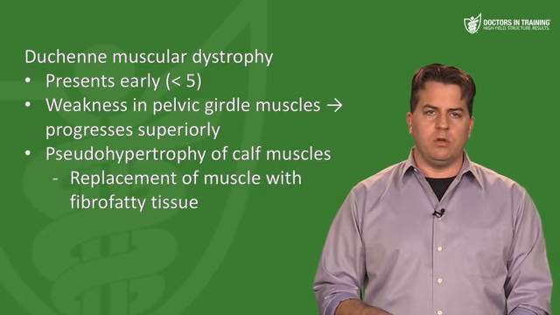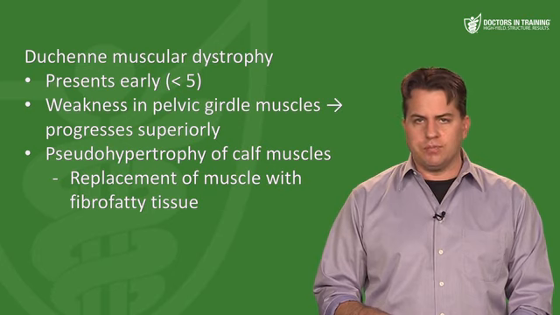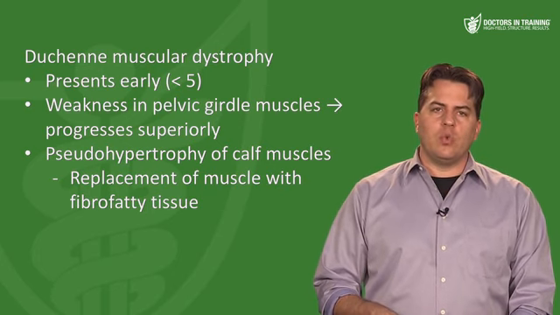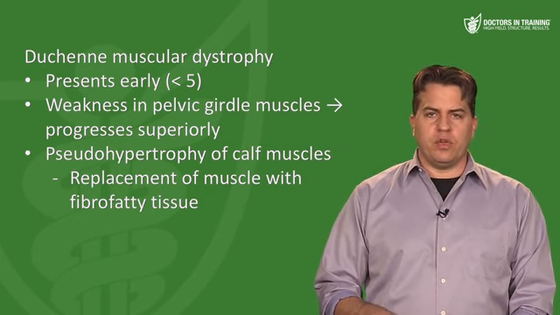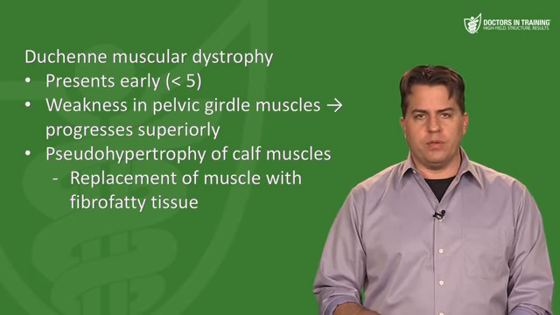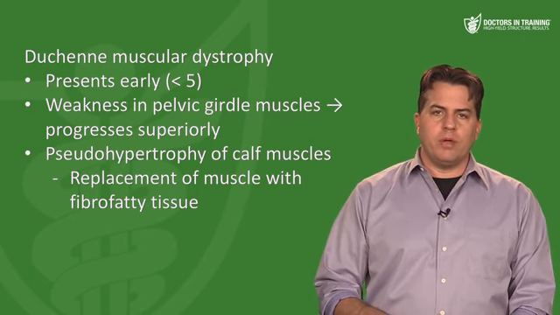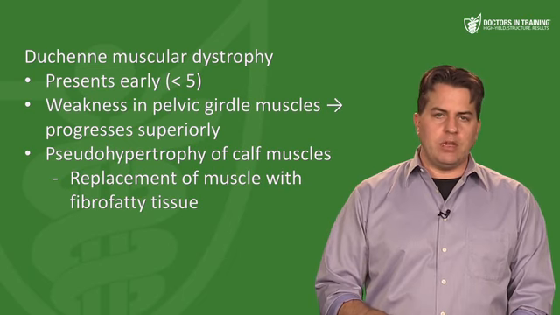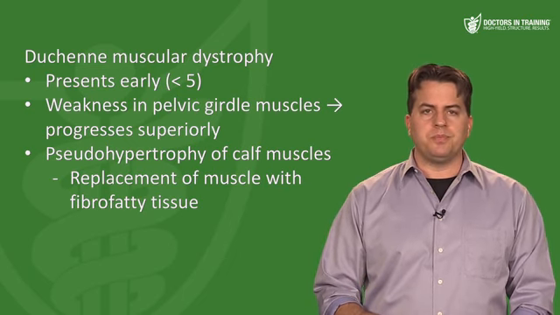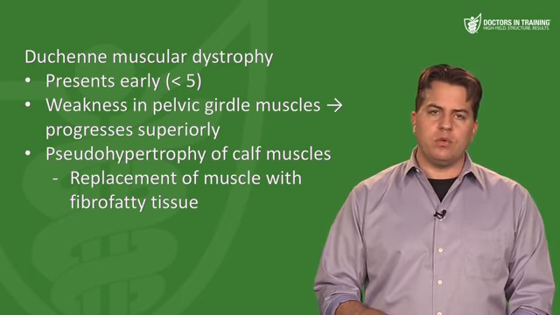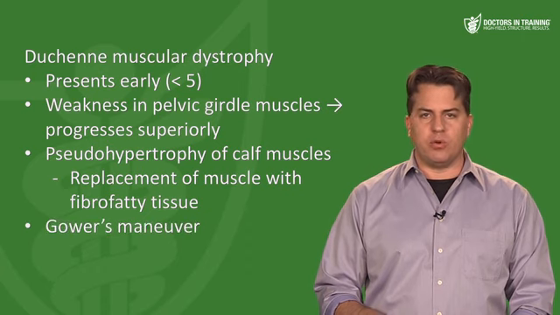calf muscles due to fibrofatty replacement in those tissues. That's why it's called pseudohypertrophy. It's not true muscle hypertrophy. The calves look bigger, but it's replacement of muscle with the fibrofatty tissue that's making the muscle look bigger. Another classic sign of Duchenne muscular dystrophy is called Gower's maneuver.